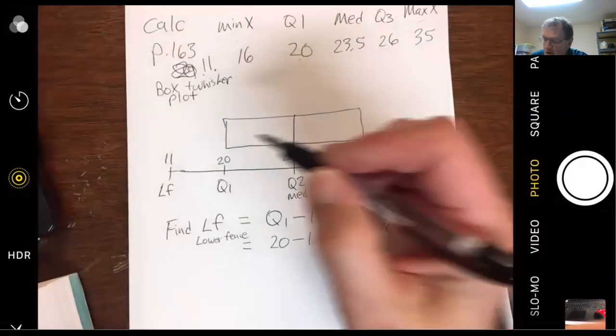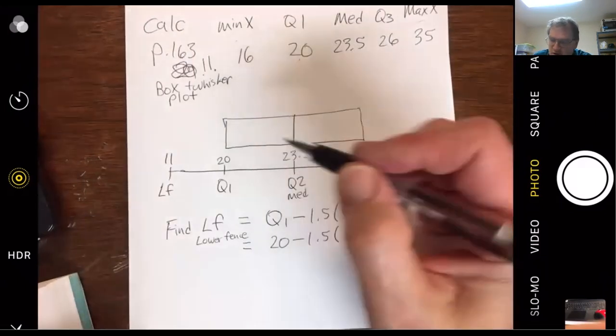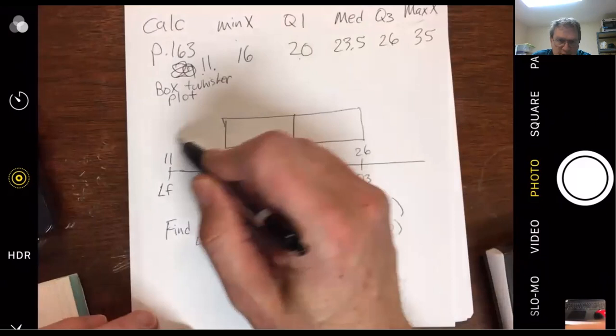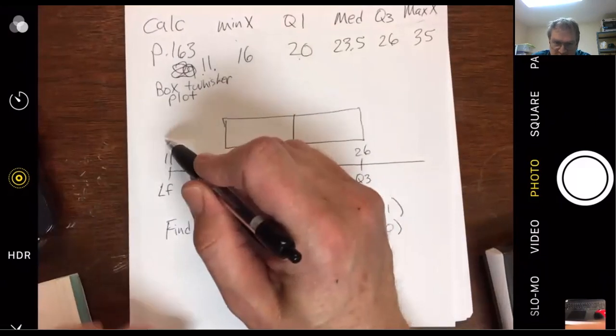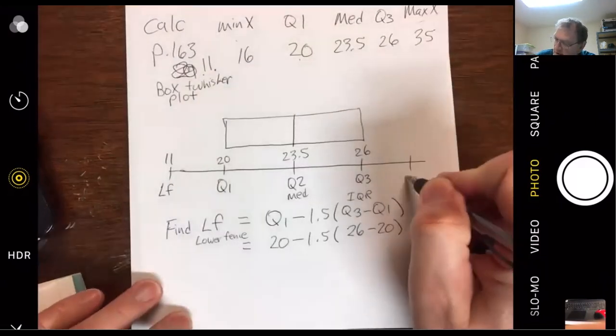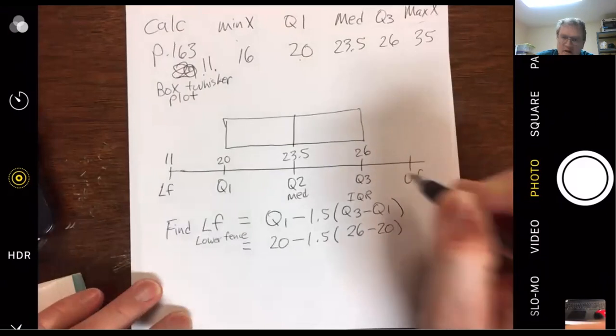Now, there are lines out the end, they're called the whiskers. They don't go all the way to the 11. That's where things got tricky. But let me get the upper fence on, and then we'll explain where the lines go to.